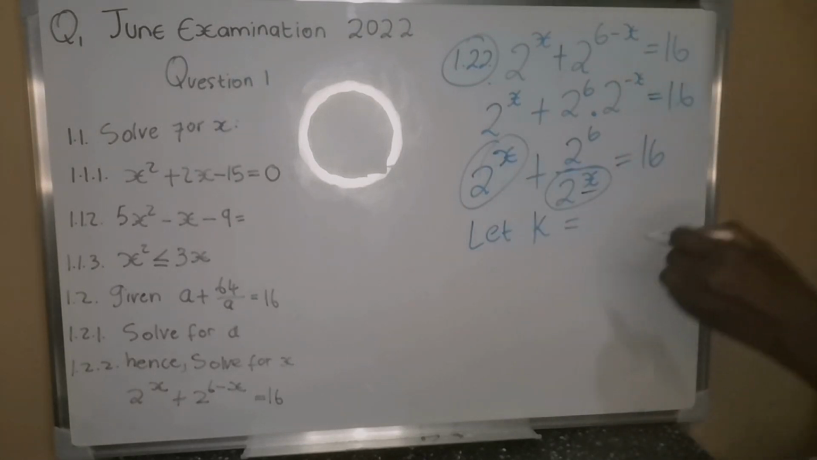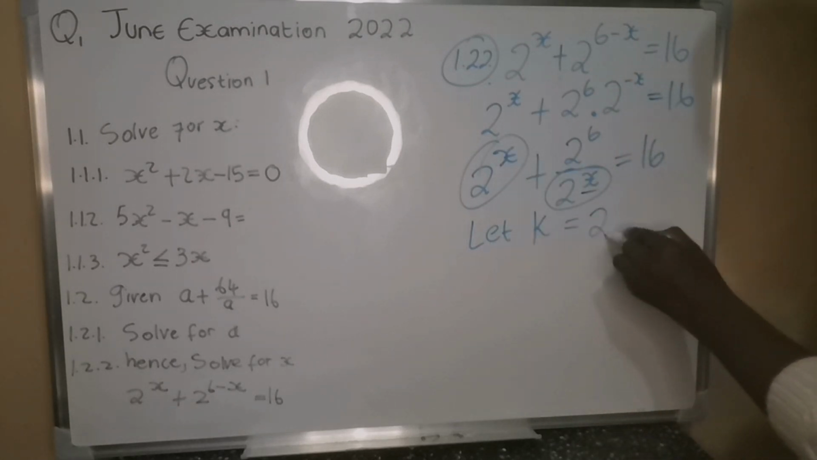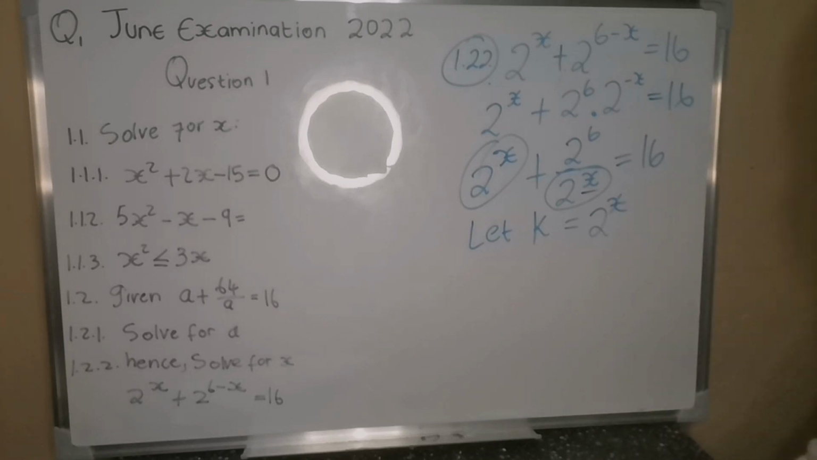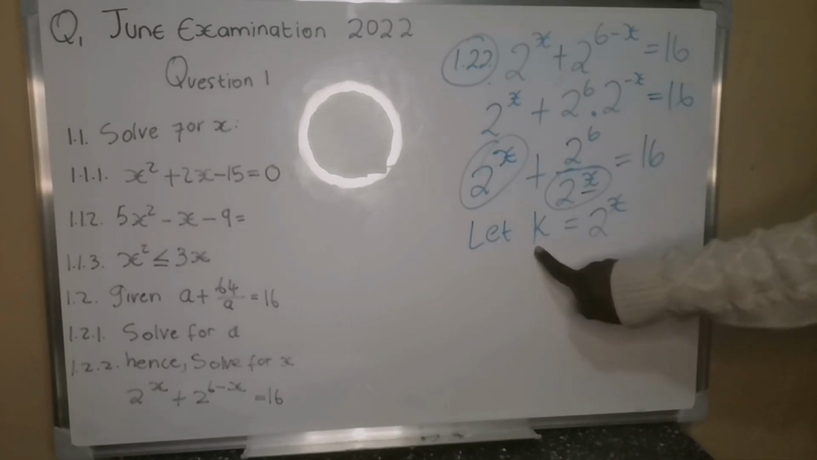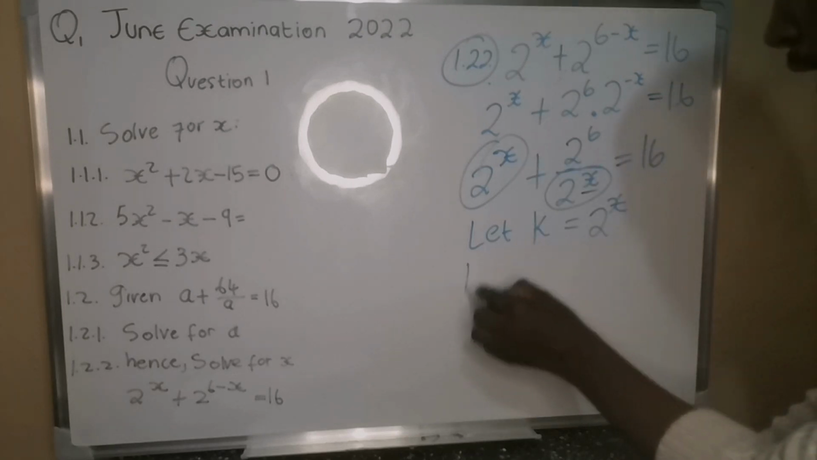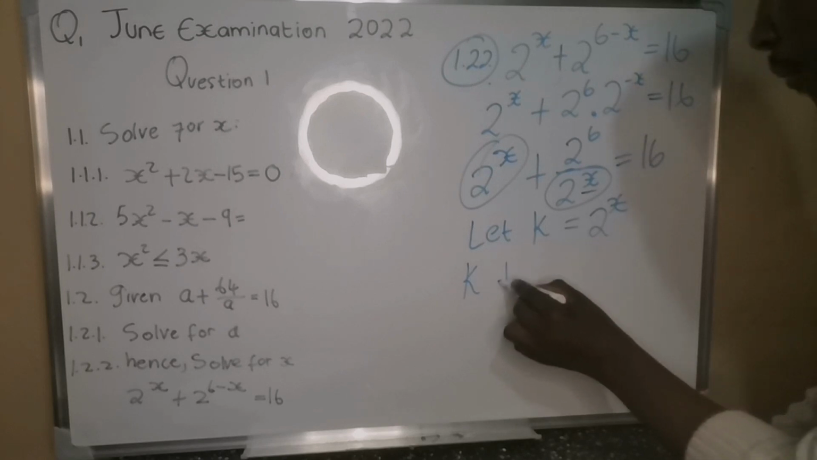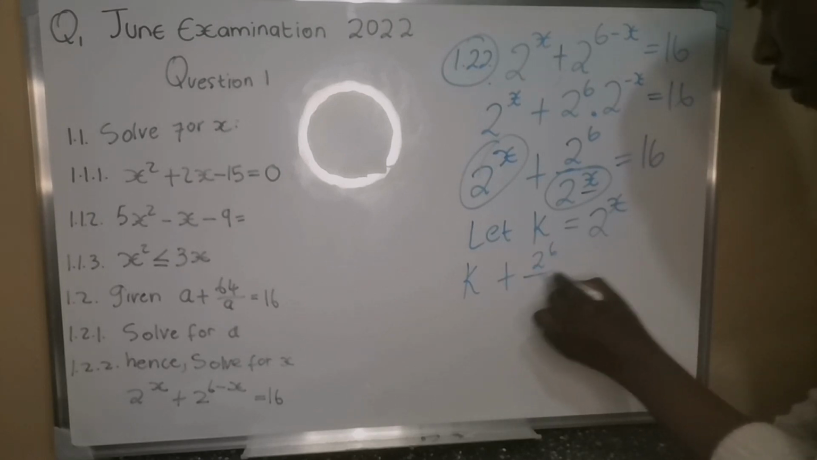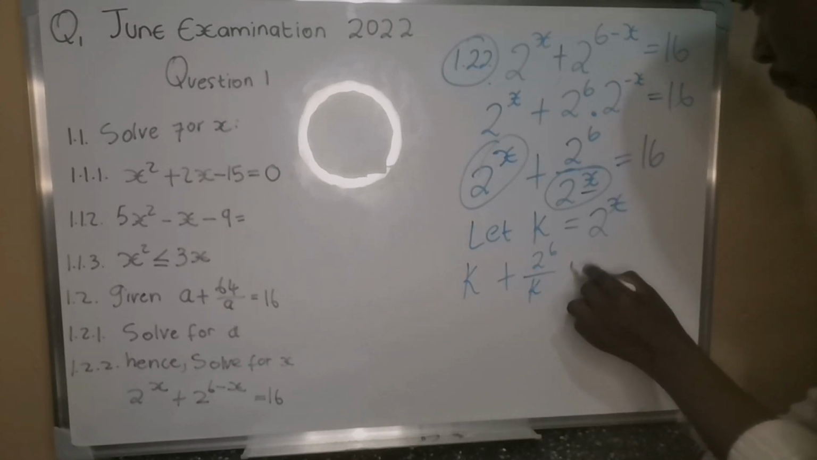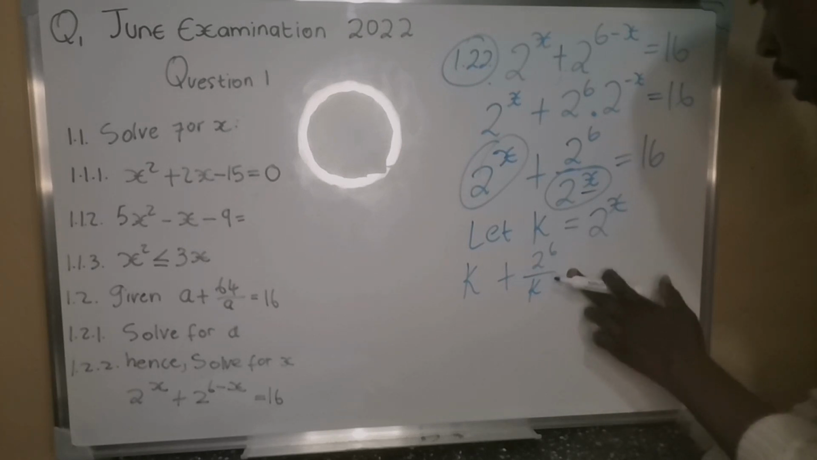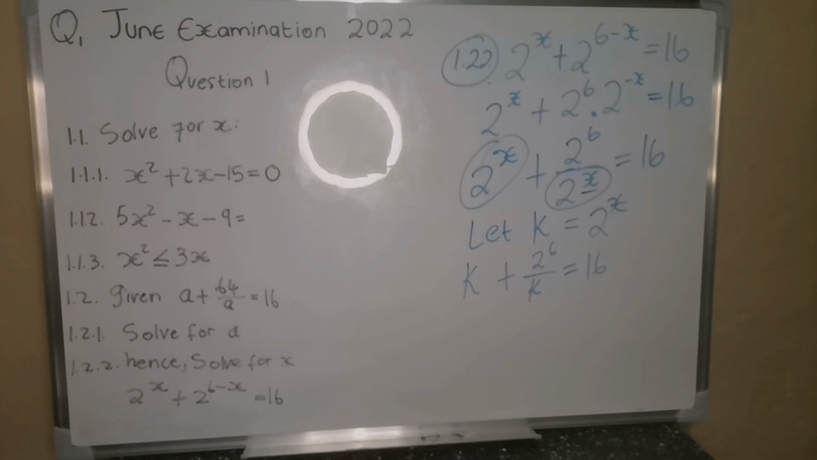They're the same. Therefore, let K be equal to 2 to the power x. Then where you see 2 to the power x, you let K be that one. Where I see 2 to the power x, I put in K. Therefore, we're going to have K plus 2 to the power 6 over K equal to 16. It's simple.